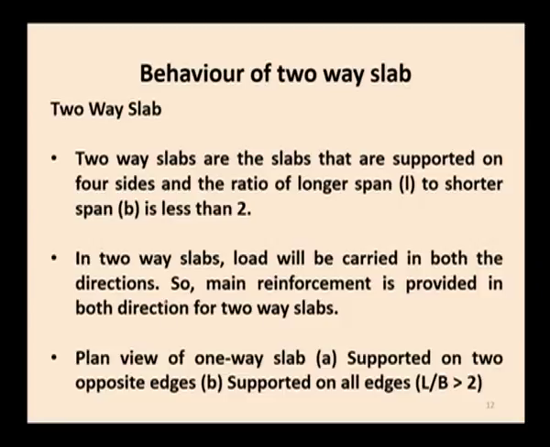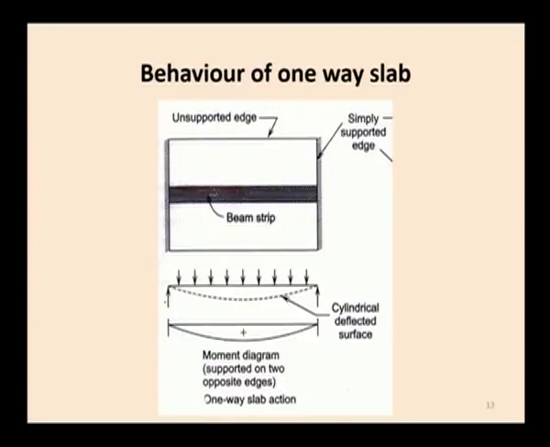The plan view of one-way slab supported on two opposite edges, or supported on all edges, that is L by B ratio, it is greater than 2. This is the behavior of one-way slab, that I have already explained to you. So, here when it is subjected to the load, the bending is along only one direction. So, the reinforcement has to be provided along only one direction.